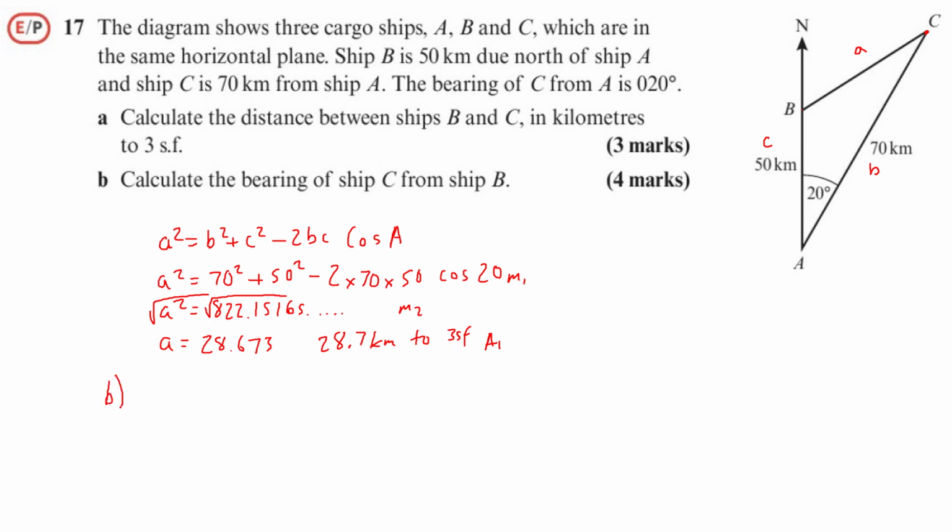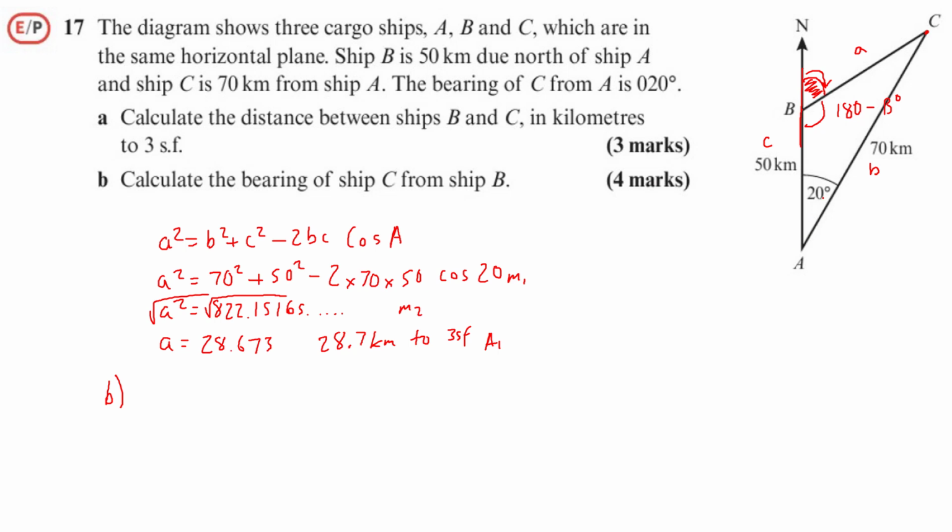Now part B, now it's saying calculate the bearing of ship C from ship B. So the bearing of ship C is here, but it's from B, so bearings is due north. So we want this angle. We want this angle here. Now, how can we find this angle? We've got a big clue here. This is a straight line. So if we find this angle and do 180 minus the angle B, then that will give us this bearing here to get the answer.